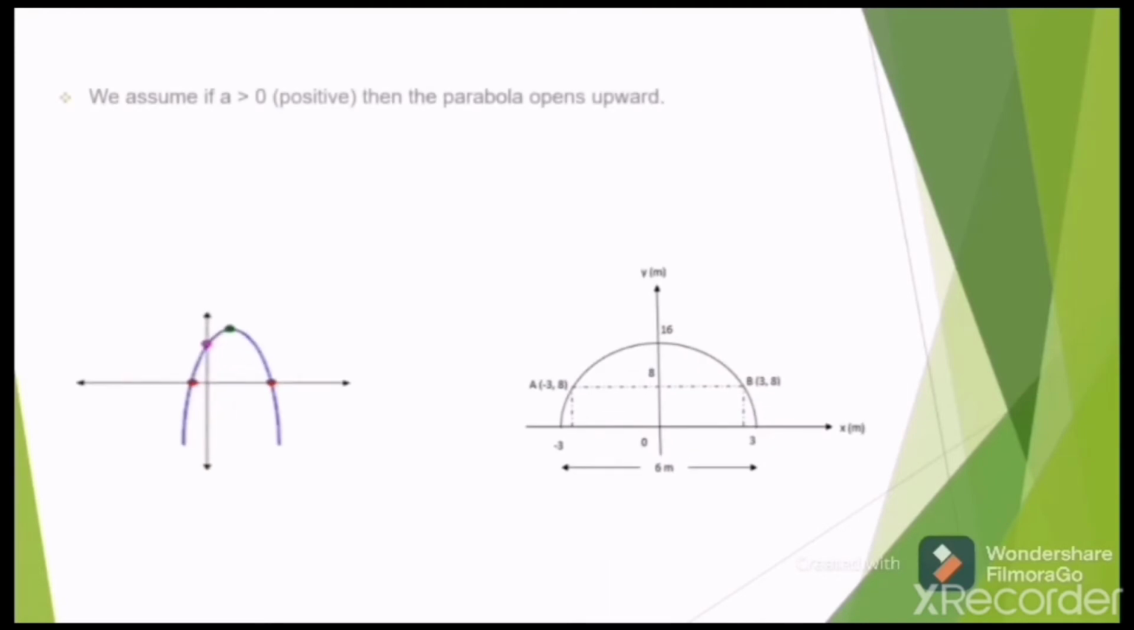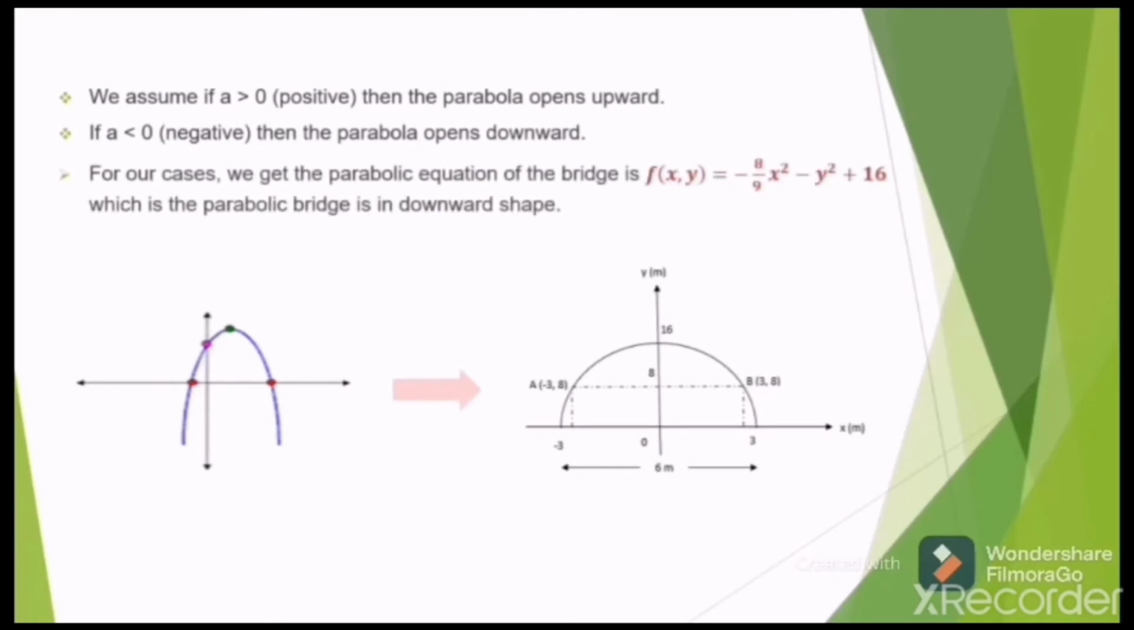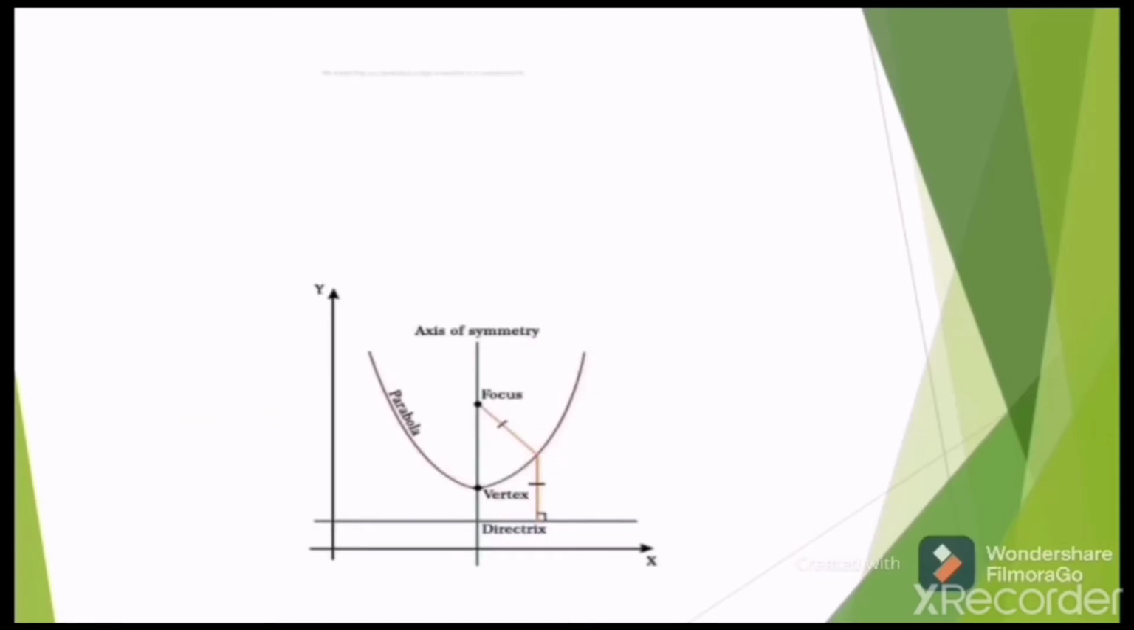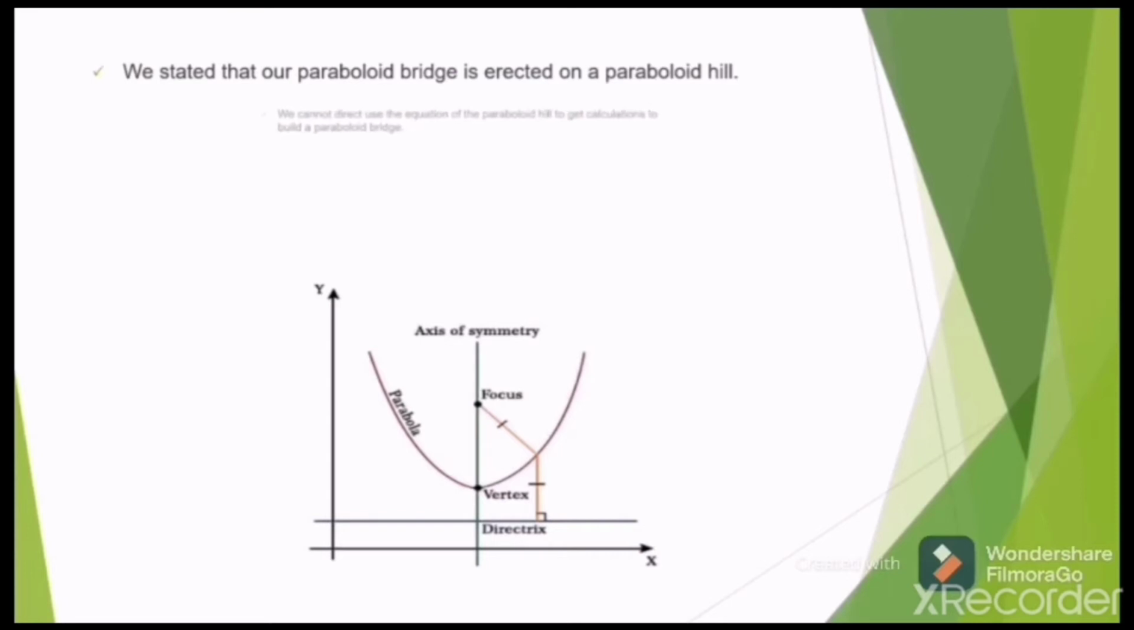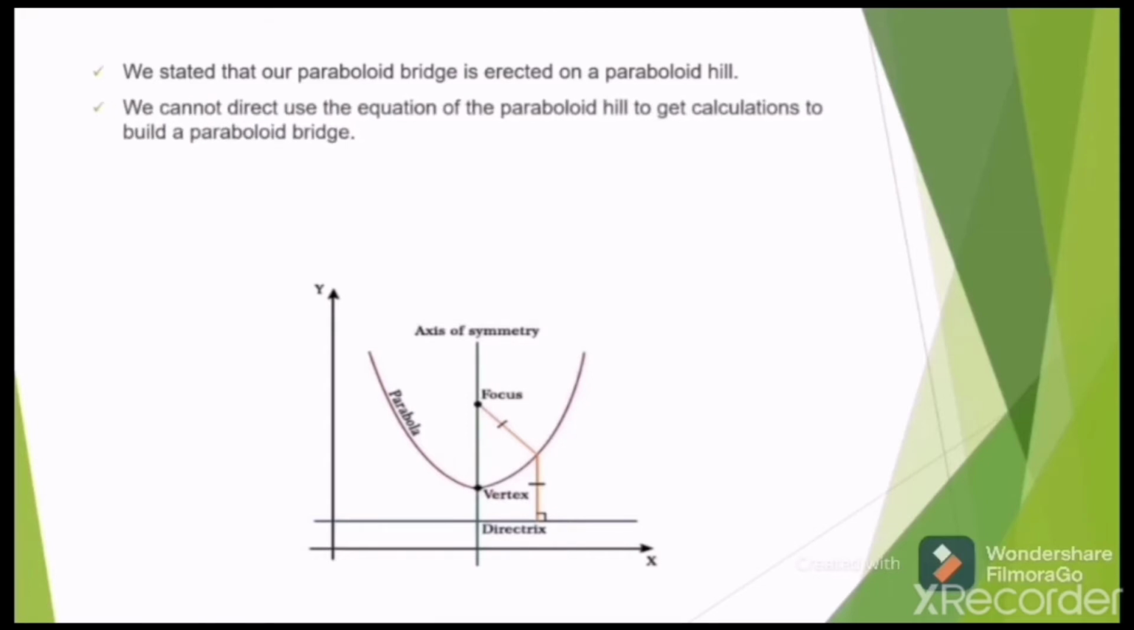For our case, we get the parabolic equation of the bridge, which is f(x,y) equals negative 8/9 x power of 2 minus y power of 2 plus 16, so the parabolic bridge is in a downward shape. Based on the topic of slope of surface, we should know that there is a limitation in every calculation we make. First, we state that our paraboloid bridge is erected on a paraboloid hill. When we are talking about the surface of a paraboloid hill in real life, we cannot directly use the equation of the paraboloid hill to get calculations to build a paraboloid bridge.